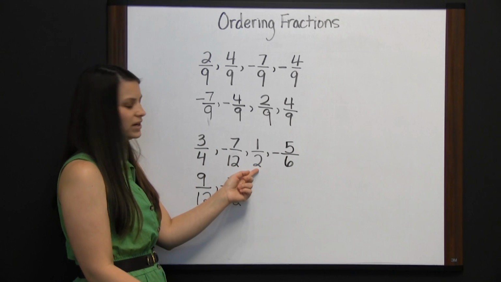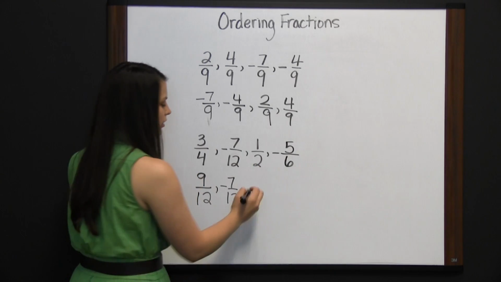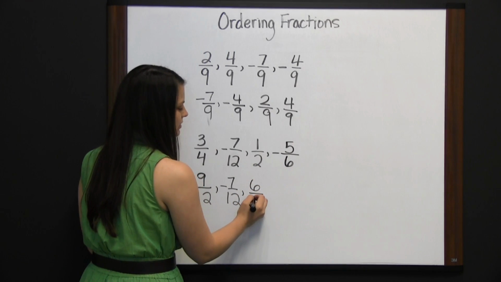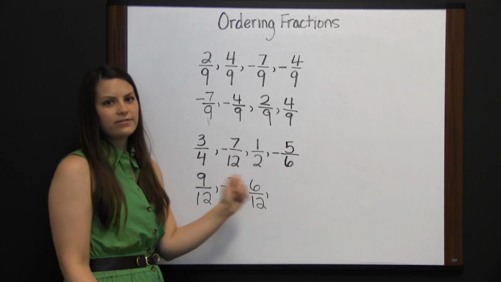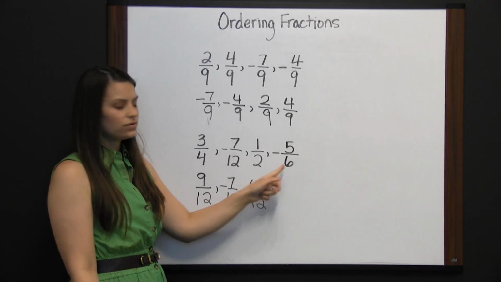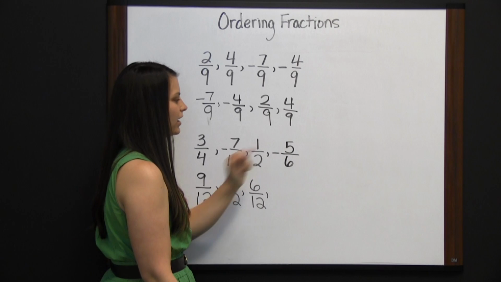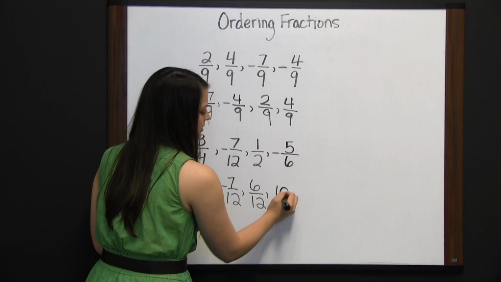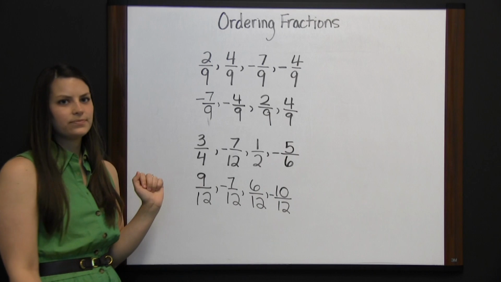1/2, 2 would need to be multiplied by 6 to get 12, so we'll do the same to our numerator. 1 times 6 is 6, 2 times 6 is 12. -5/6. 6 would need to be multiplied by 2 to get 12, so we'll do the same to our numerator. 5 times 2 is 10, 6 times 2 is 12, and of course, it's still negative.